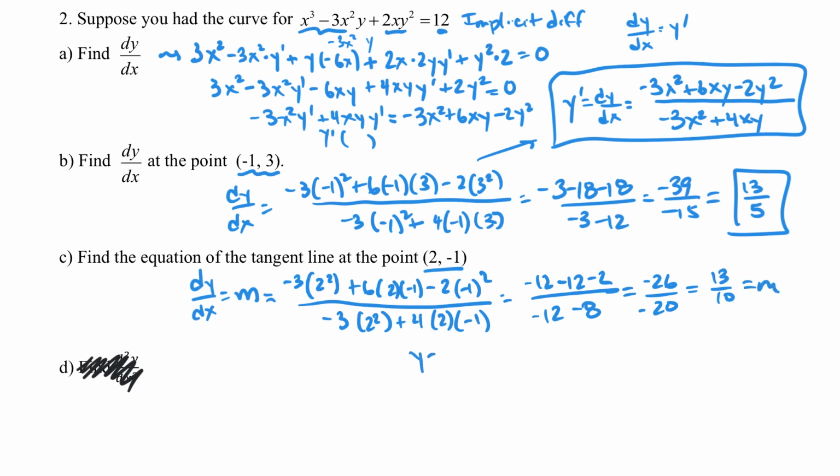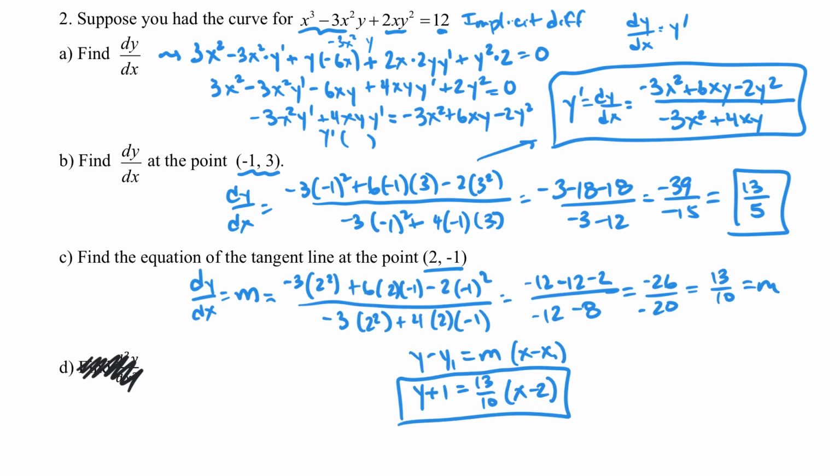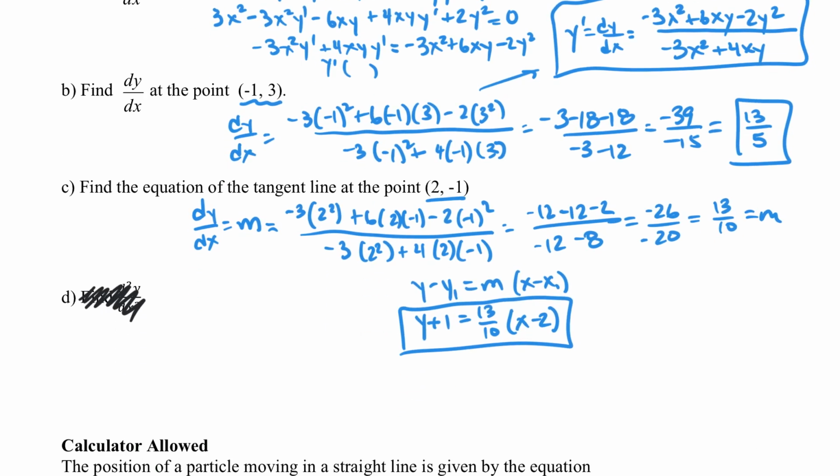So I go y minus y1 equals m times x minus x1. There's my point slope equation. So y minus negative 1, so this will be y plus 1, equals the slope, which is 13/10, and then x minus the 2. So there is my tangent line. All right, let's move on to the next question.